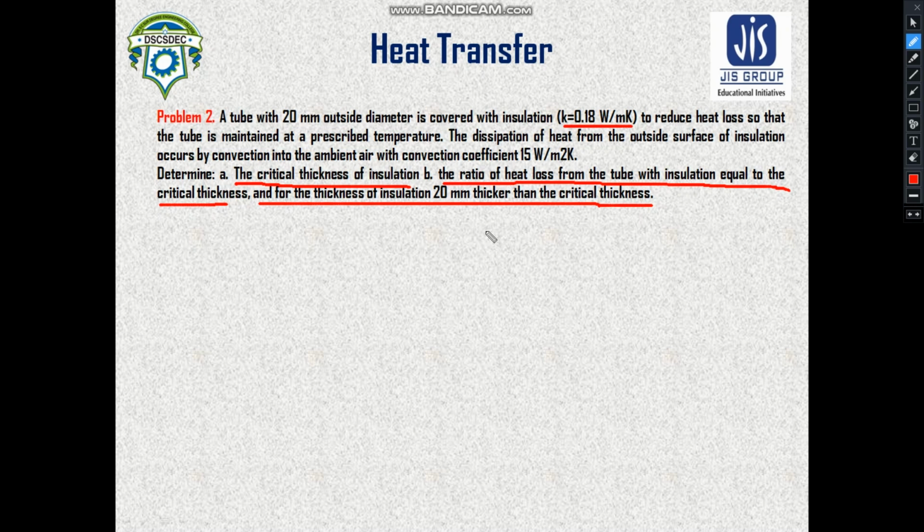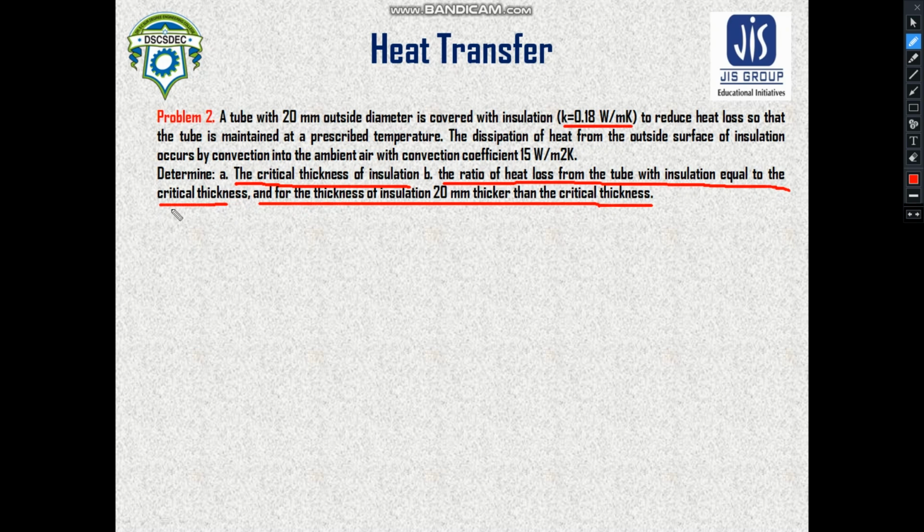That means you need to find out the heat loss when the radius of insulation is at critical radius, and in the second case you need to find out the heat transfer when the critical radius of insulation plus an extra 20 millimeter thick insulation has been provided. Okay, so you need to calculate the two separate heat transfer rates, then you need to find out the ratio. So first we need to calculate the critical radius of insulation.